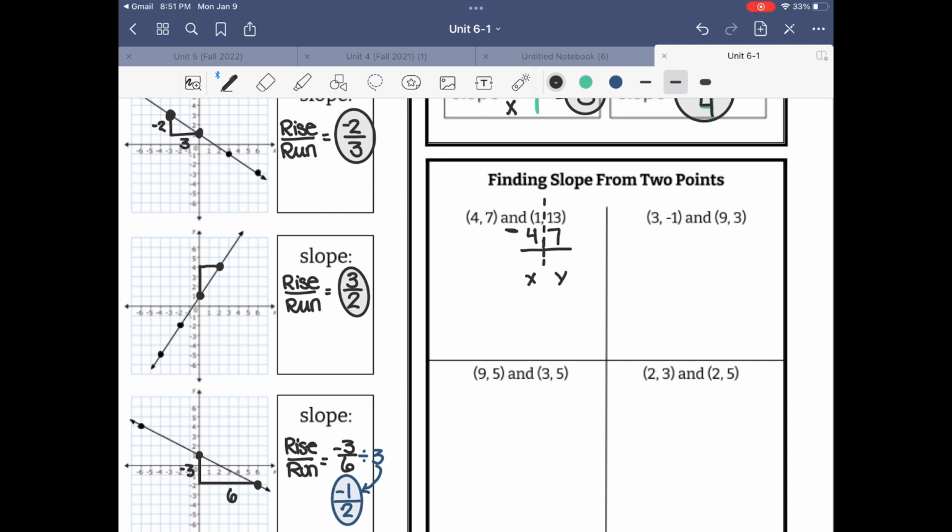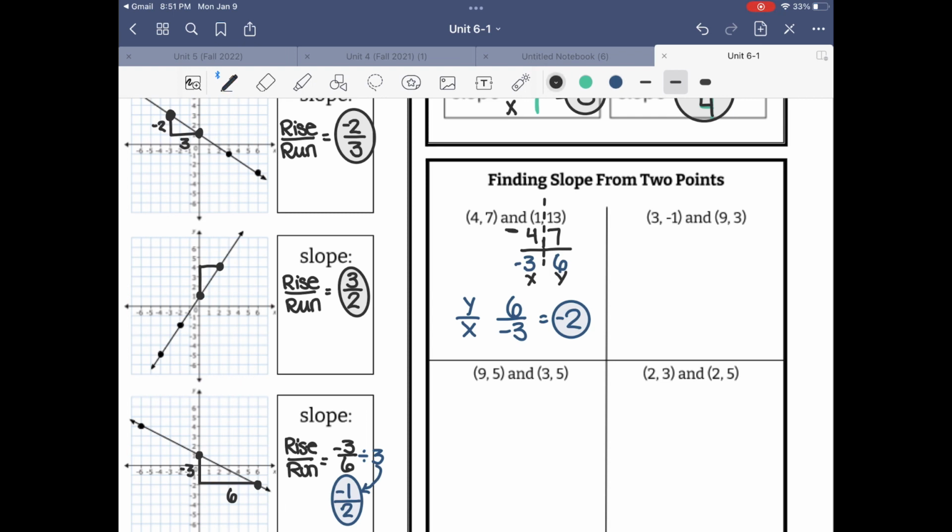Now, 1 minus 4 is negative 3. And 13 minus 7 equals 6. To write my slope, I have to put y over x. So don't forget to make the fraction afterwards, which is going to be 6 over negative 3. Y on top, x on bottom. And 6 divided by negative 3 is negative 2. If you can divide those two numbers, you have to actually do it.